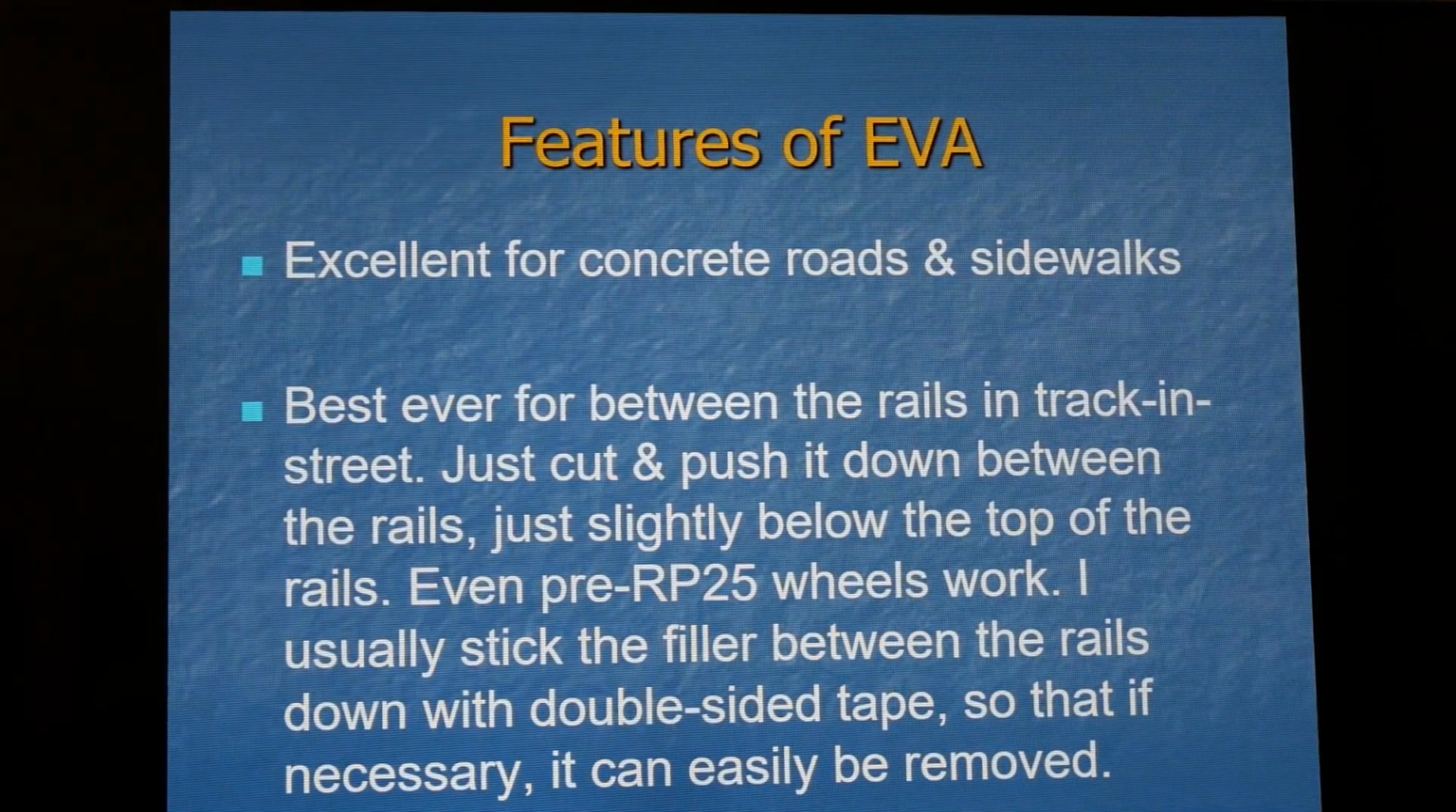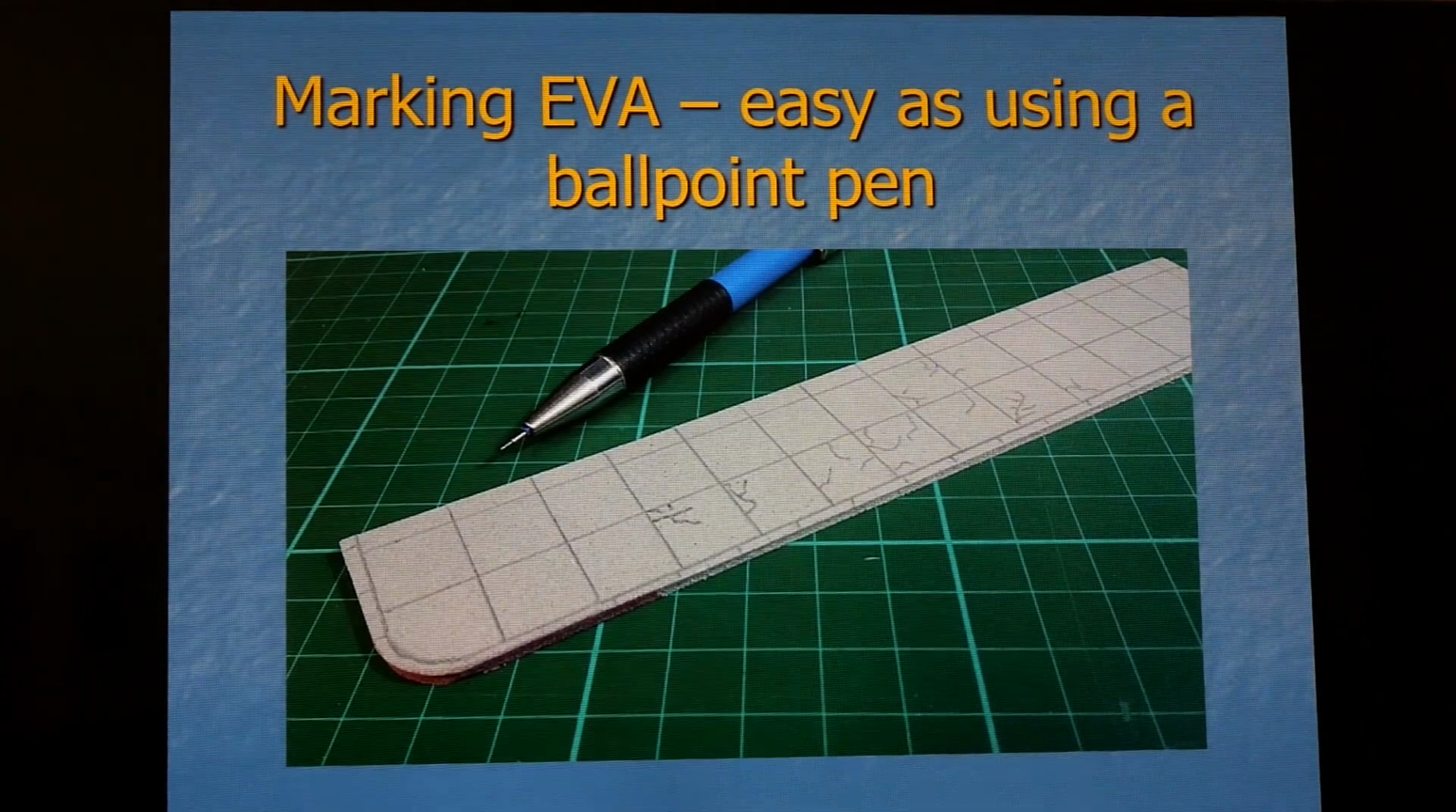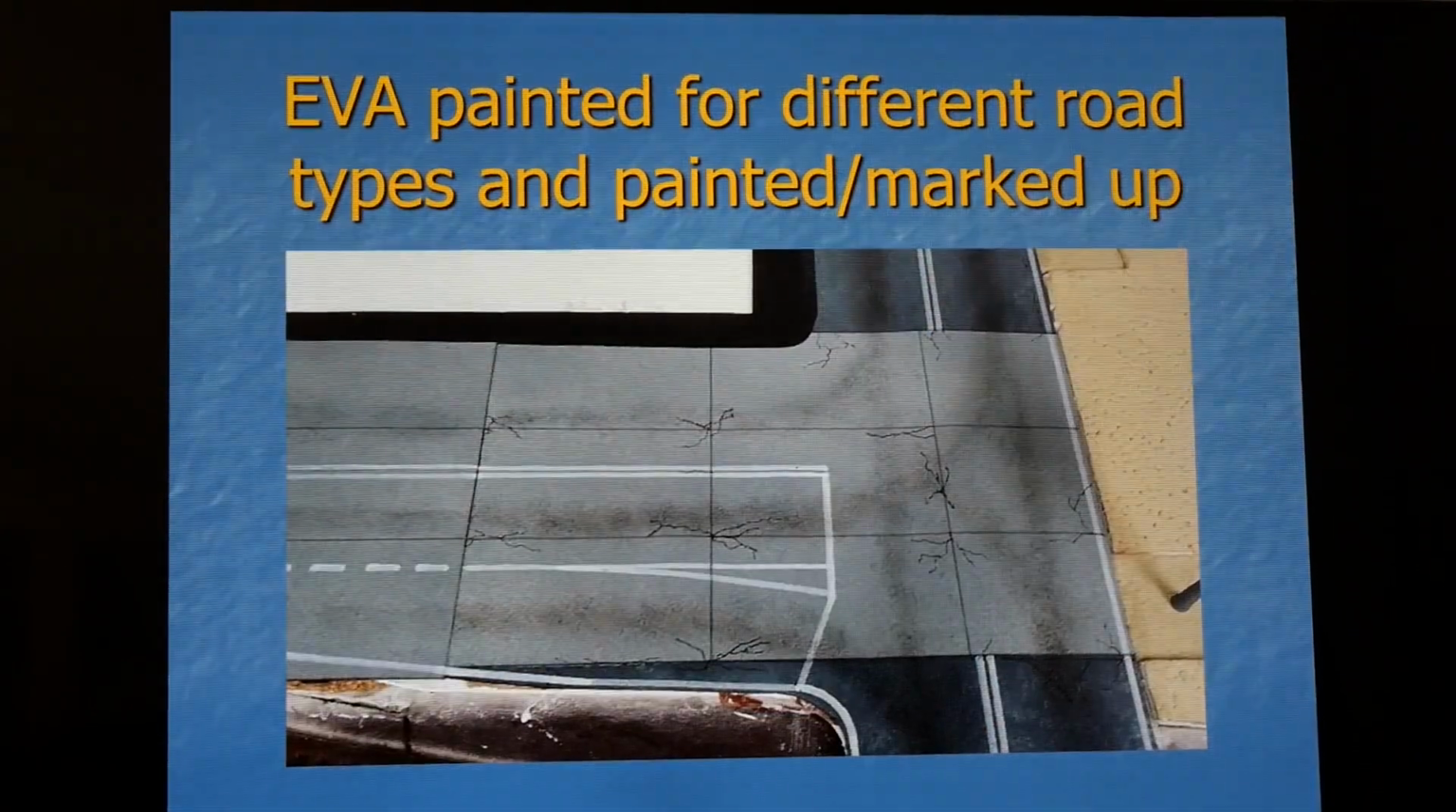So back to the features of EVA. It's excellent for concrete roads and sidewalks. Best ever again is between the tracks. Just cut and push it down. Even pre-RP25 wheels work well. Marking the EVA, as I've said a couple of times, is as easy as using a ballpoint pen. Just draw your lines, put your squiggles in for cracks, and it comes up quite lovely.